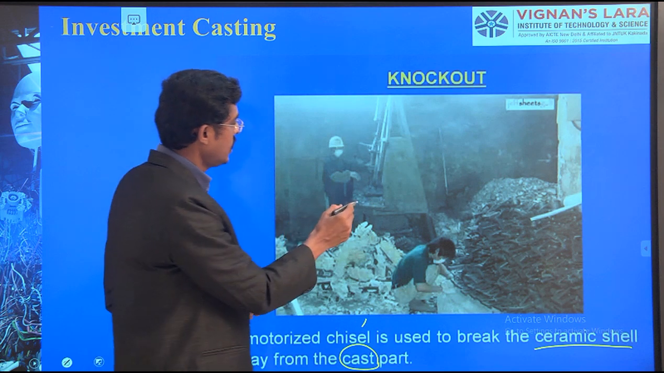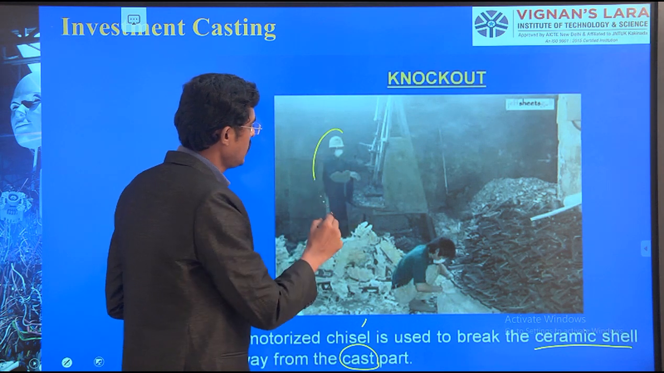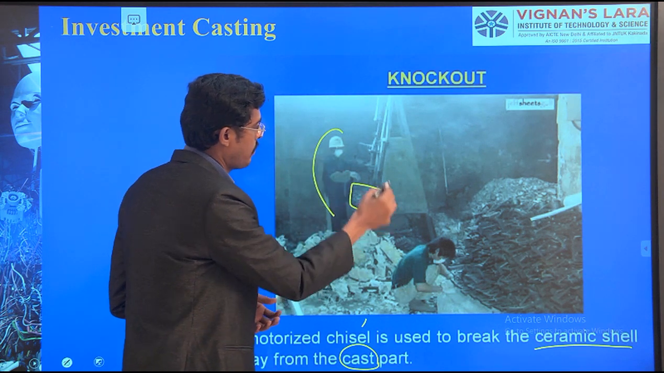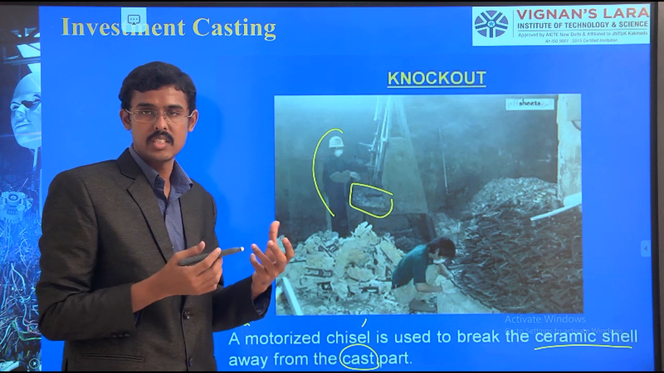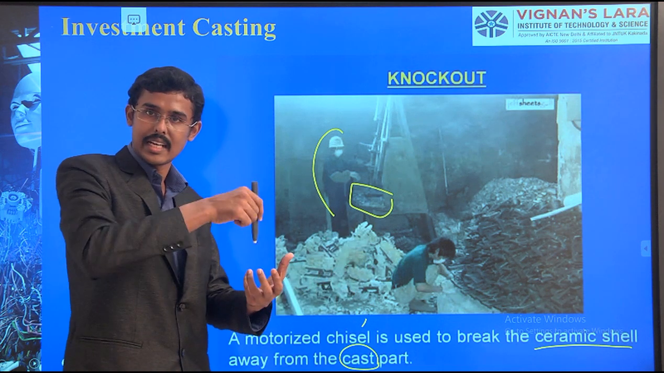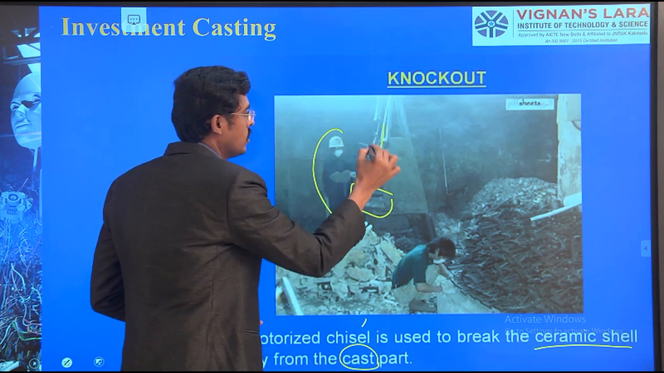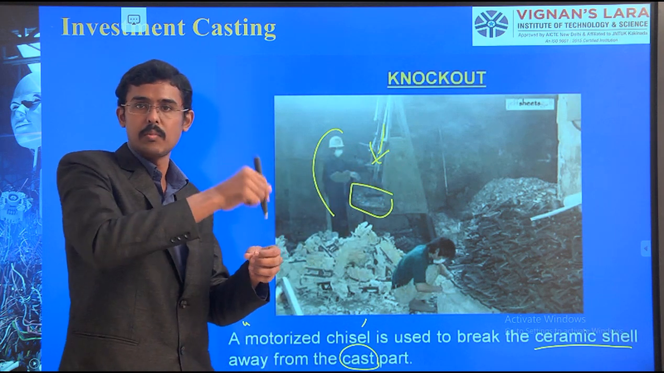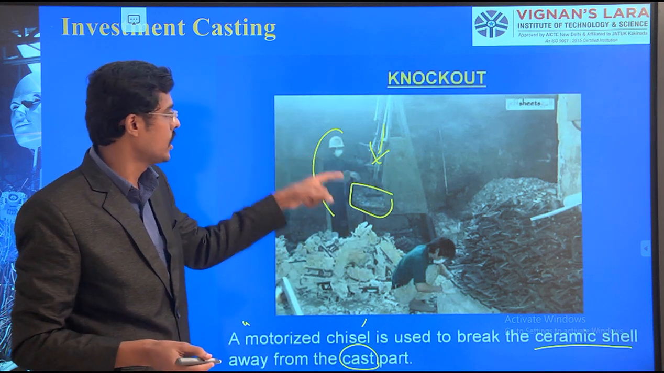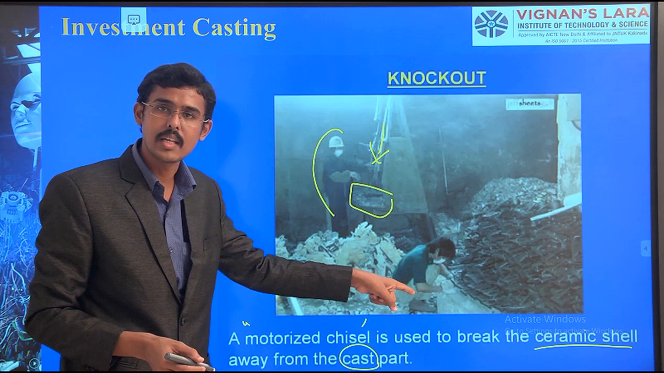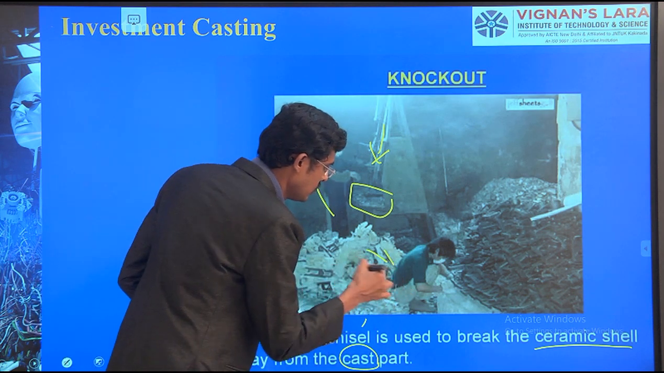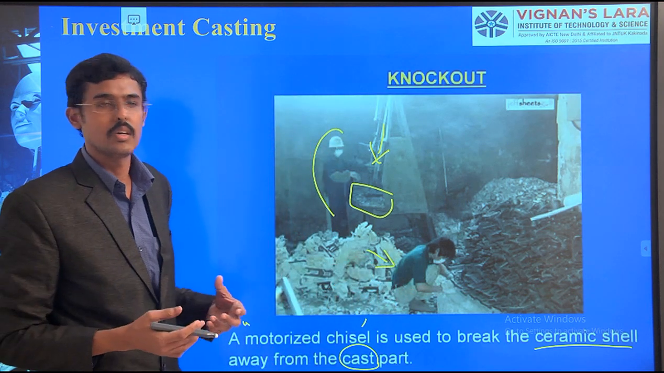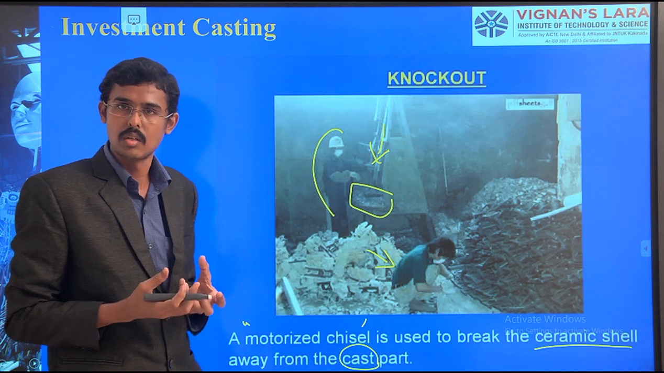See here, the setups are there. The employee is keeping the pattern, meaning the ceramic shell box which contains the product, and doing the motorized chiseling and hitting process. One flow is done there. One more flow, a manual hitting process, is also done here. So such methods can be used and we can take the parts out.